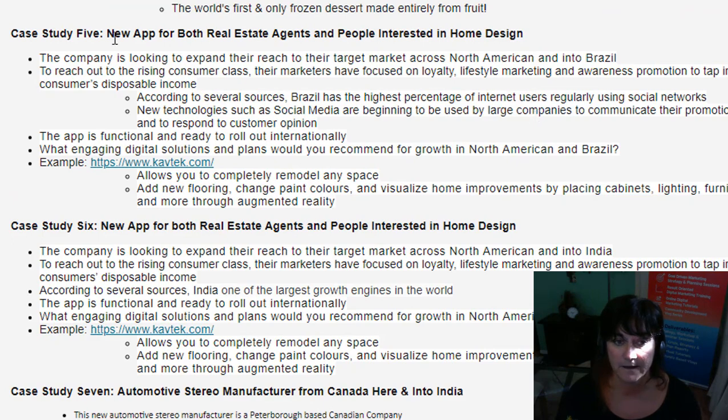So let's look at 5 and 6. Both are new apps for real estate agents and people interested in home designs. The first one is North America and into Brazil. The second one is North America and into India. So this is an online app, and it's aimed at companies, and again, I'm using these guys as an example because it's another fabulous local entrepreneur who has created it. So I'm very, very respectful of our local entrepreneurs.